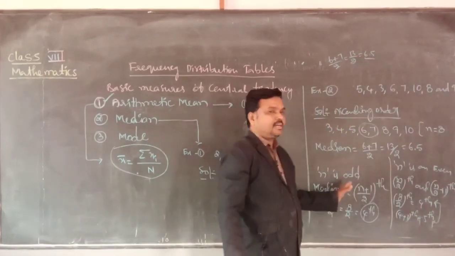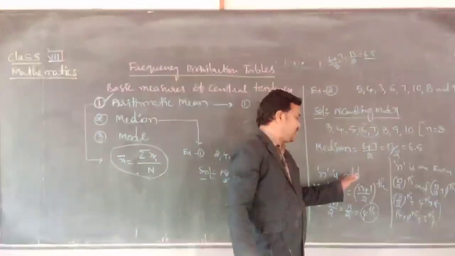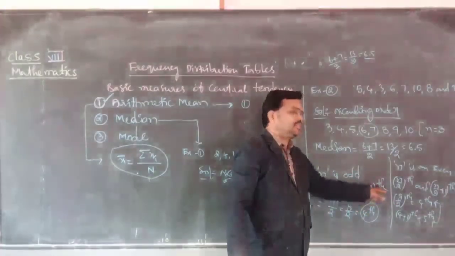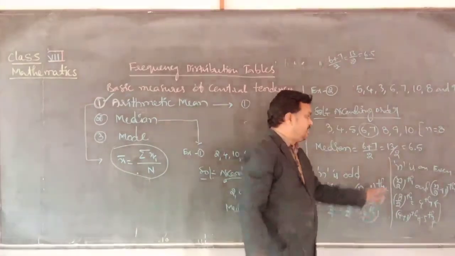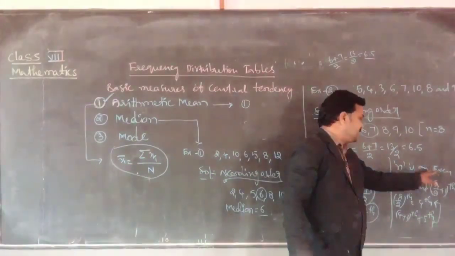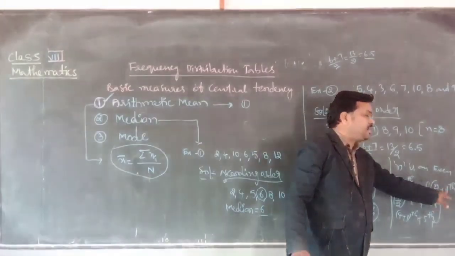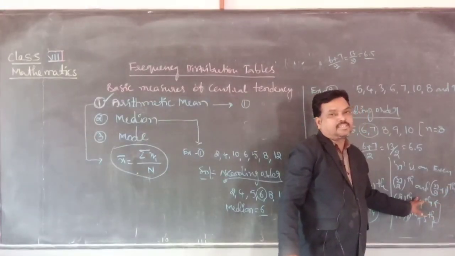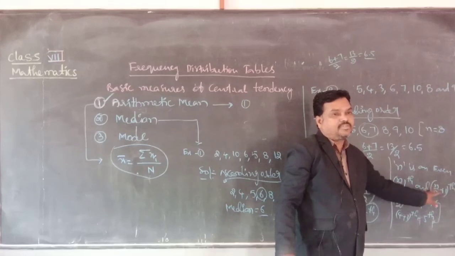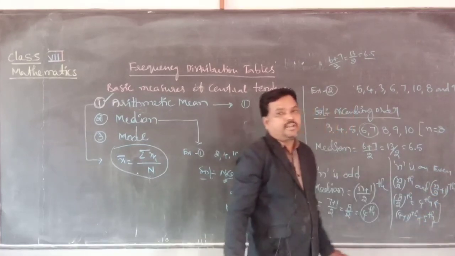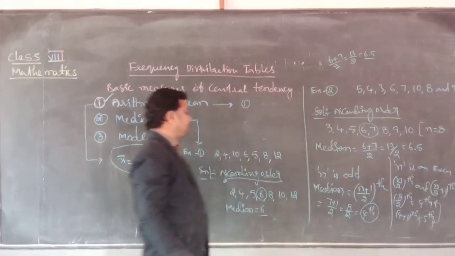So the formulas are: when the observations are odd, the (n + 1)/2 th observation is the median. When n is even, the average of the n/2 th and (n/2 + 1)th observations, the average of these two observations, gives the median of the data.